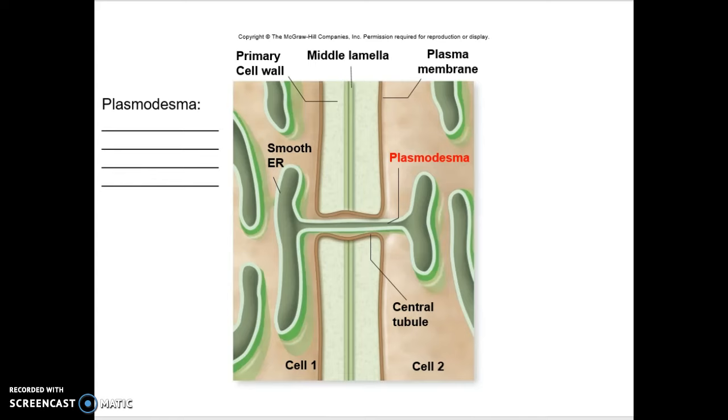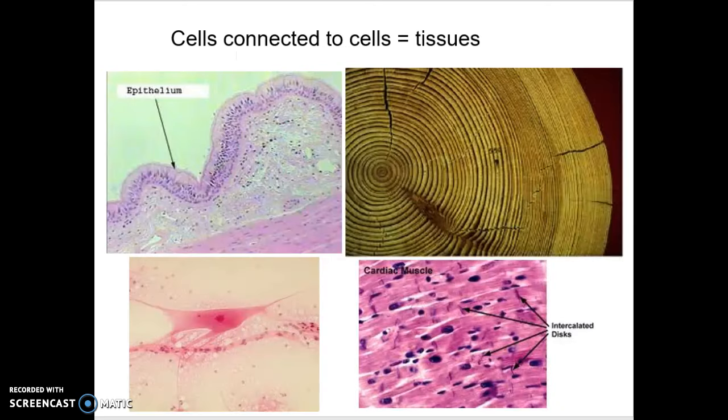So all of these different junctions connect the cells to each other. That allows them to form tissues. So cells connected to cells form tissues. Tissues connected to tissues form organs. Organs then form systems, and so on.